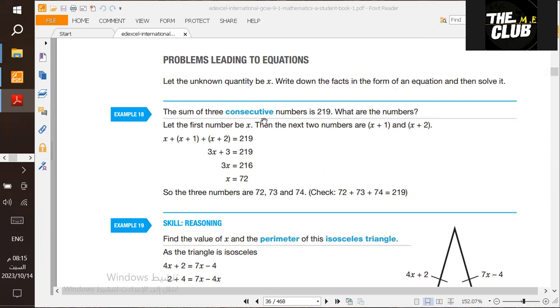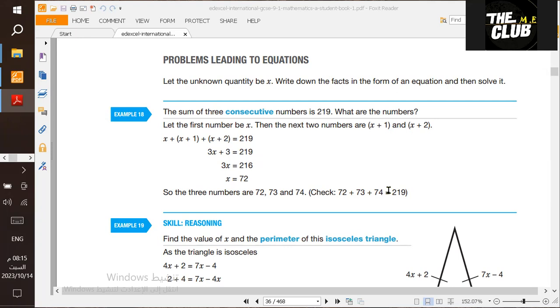It says the sum of three consecutive numbers is 219. What are the numbers? If they are consecutive, it means we're adding 1, then adding 2, and then adding 3. This is the idea of consecutive. So the first will be x, the second will be x plus 1, and the third will be x plus 2. And then I'm going to add all of them and write equal to 219. And then I'm going to solve the equation.